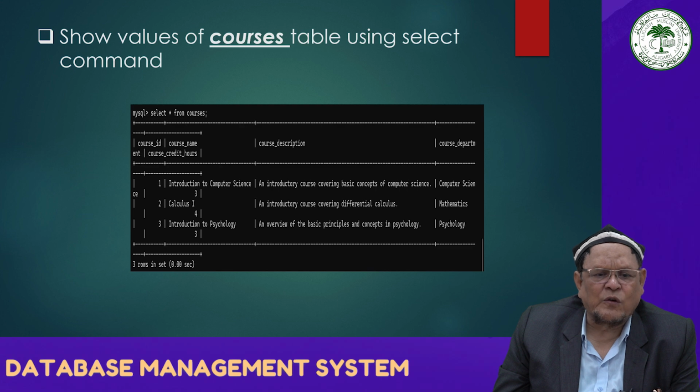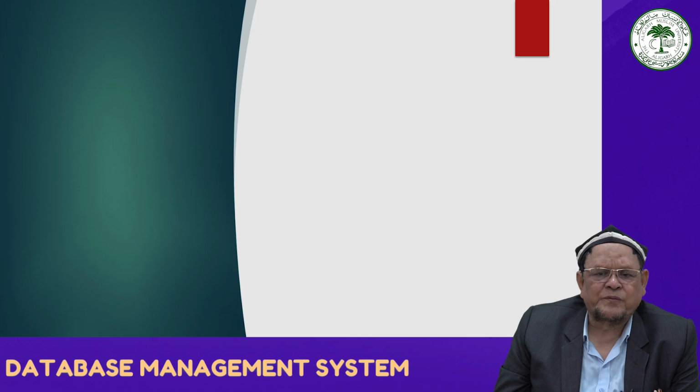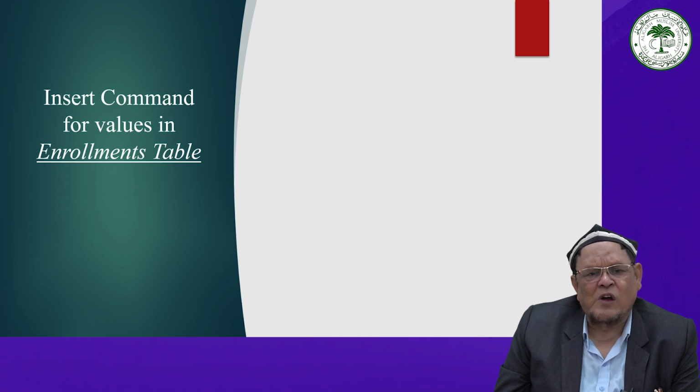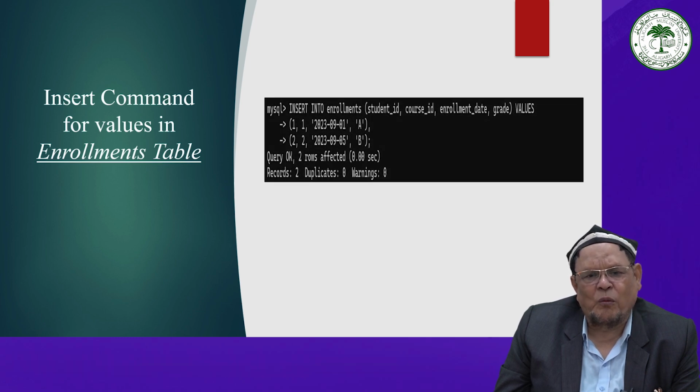When you enter, it will show 3 rows affected. It means you have already added 3 rows or 3 tuples in the course table. The last table is the enrollment table. You have to also insert the values in the enrollment table. In the same way you have to write in MySQL, insert into enrollments, within parentheses, student ID, course ID, enrollment date, grade.